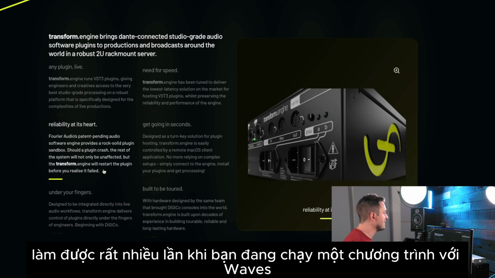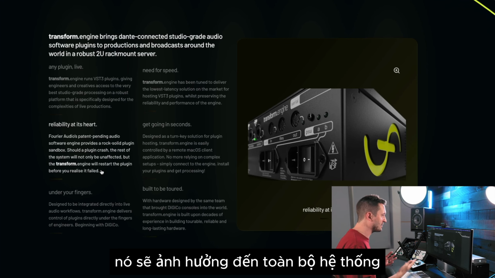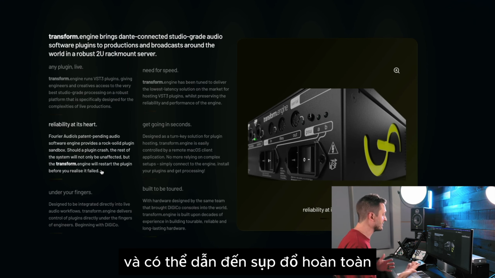It has never done. A lot of times with Waves, if you're running a show and a plugin goes down, it will affect the rest of the system. It'll start lagging and potentially just completely crash.